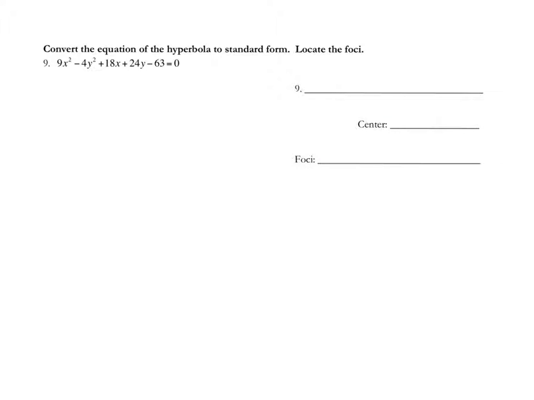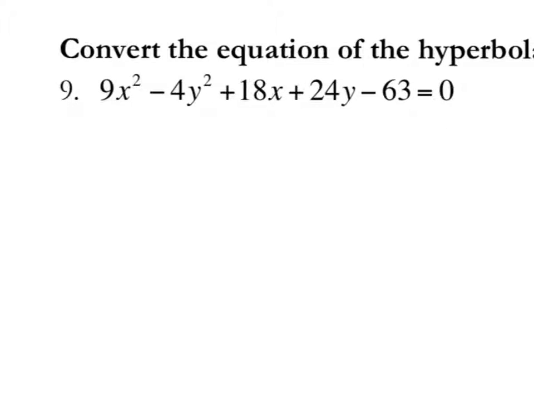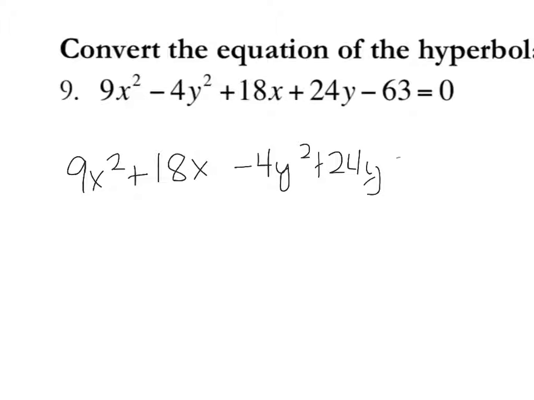Last one somebody had questions on was number 9. So the first thing, this is similar to when I went over, I think number 5 was the other one like this. First thing is get everything in order. It's going to be 9x squared plus 18x minus 4y squared plus 24y equal to 63 on the other side. And then we can group.